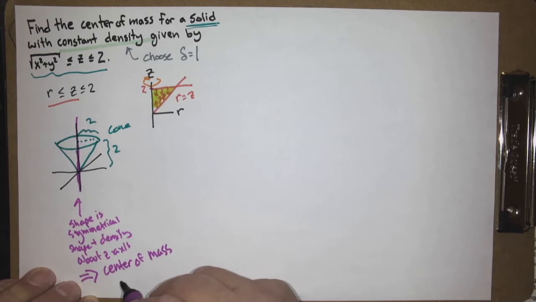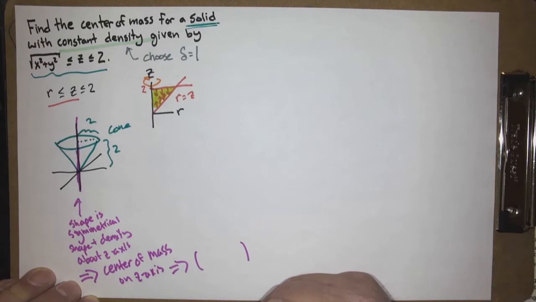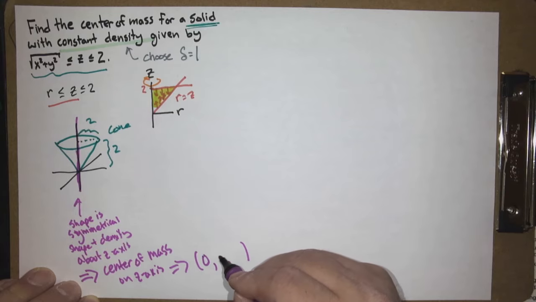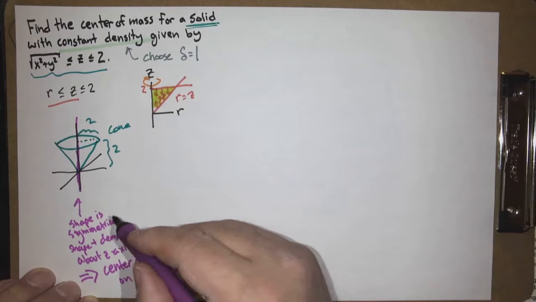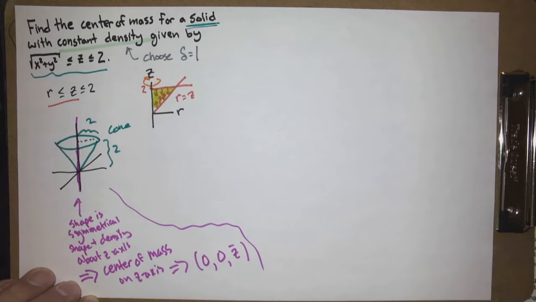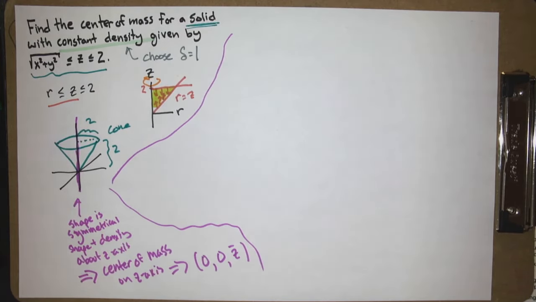But what does that tell us? Well, how am I on the z-axis? What kind of points look like they're on the z-axis? 0, 0, and z bar. So we're 2/3 of the way done. Isn't that great? We haven't even done an integral yet. Nice. Okay. We're doing awesome.